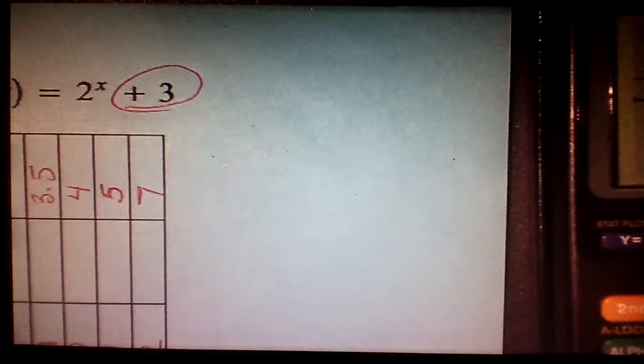Oh yeah, because I see it. It shifted it up, and my asymptote is now at 3 instead of at 0. Okay. So it transformed your graph by shifting it up. Okay. All right. Let's look at this next one.